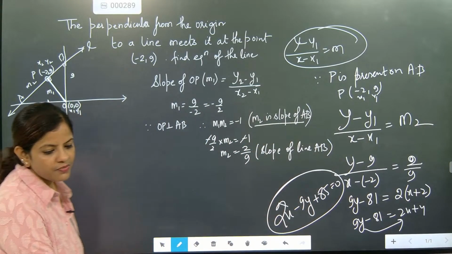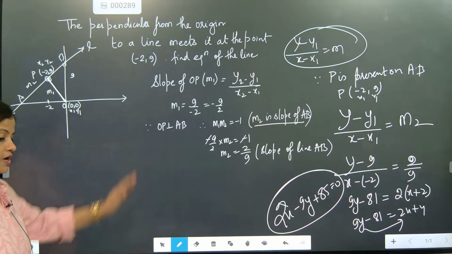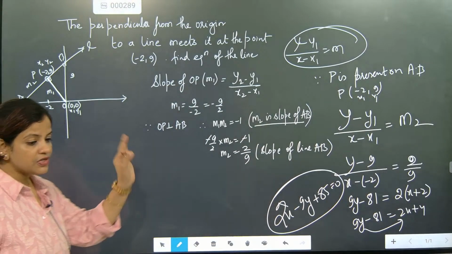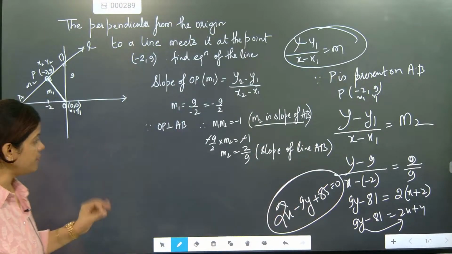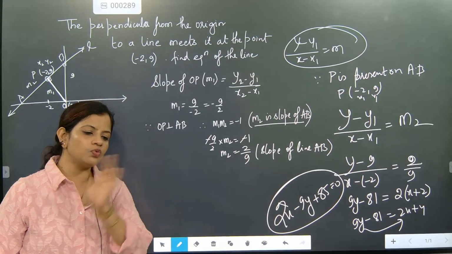Yes, 2x minus 9y plus 85 is equal to 0. That's the answer. But I have solved everything, all single step and detailing I have done. I did not leave a single step here. Please kindly remember this one. When you are solving straight line problems, please be very specific about what you are doing.